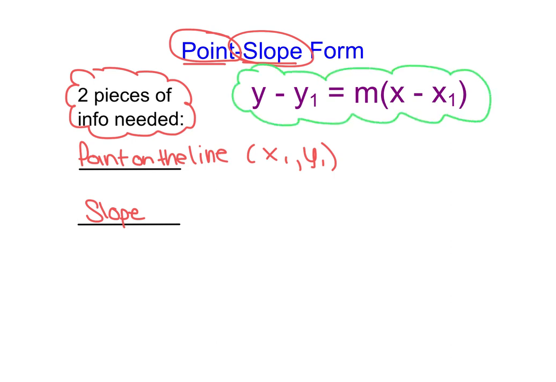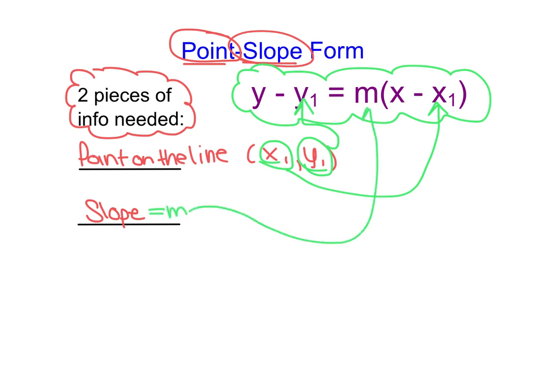And essentially what's going to happen is we're going to take x of our point and replace it into the x1 spot in point-slope form. Then we're going to take the y of our point and substitute it into the y1 spot of our equation. And then remember, a fancy letter for slope is m, so we're going to take our slope and substitute it in for the m slot.